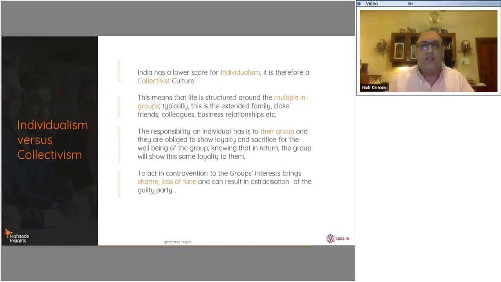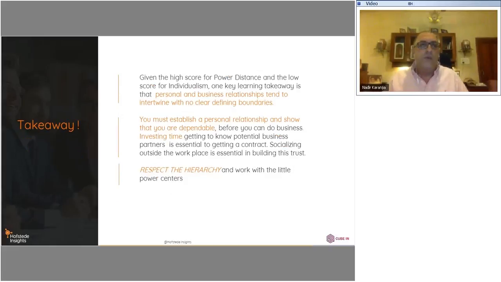This is something to understand when you talk about individualism, collectivism. When you take these 2 dimensions together, for instance, in India, personal and business relationships tend to intertwine. There are no clear defining boundaries. You could call up somebody in the middle of the night and they would be there to help you because that's part of building the relationship.